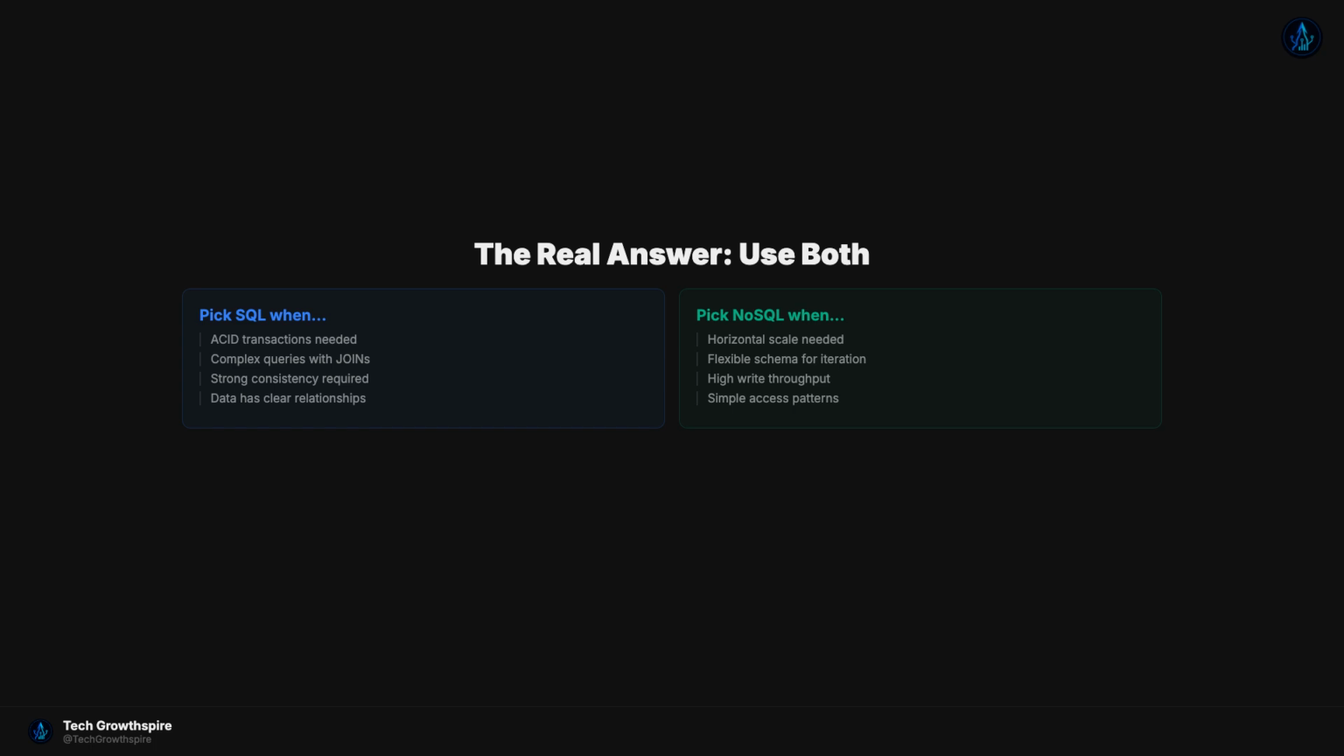The best architects don't have a favorite database. They have a favorite question. What are the access patterns? Start with how your data will be read and written, and the right database reveals itself. Most production systems today are polyglot persistent. They use multiple databases, each optimized for a specific use case. That's not complexity for the sake of it. That's choosing the right tool for each job.